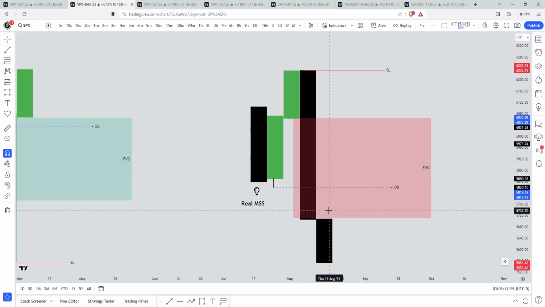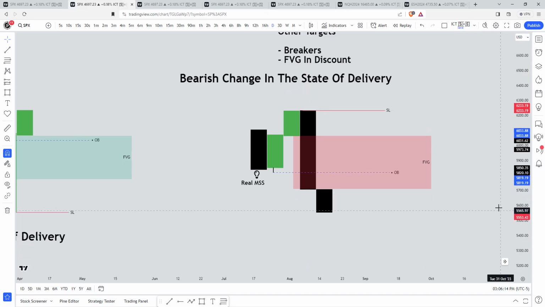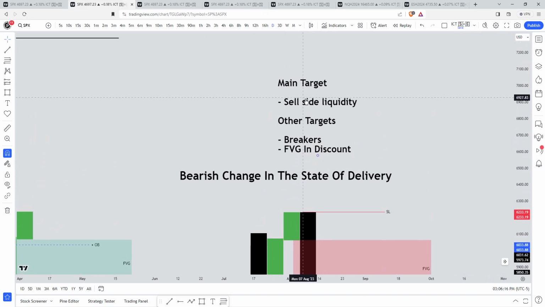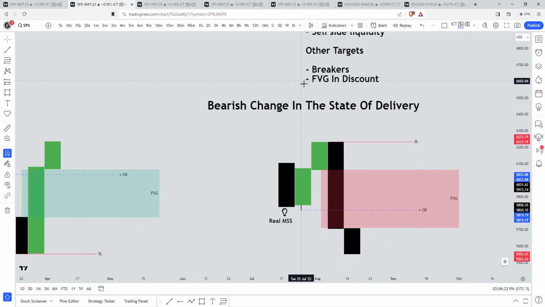Once price can do that and create a bearish fair value gap, right, I'm targeting sell side liquidity 90% of the time. Other targets can be breakers in a discount or a fair value gap in a discount. Or sorry, did I say breakers in a discount? I'm either targeting a breaker or a fair value gap in a discount for the low-hanging fruit target.